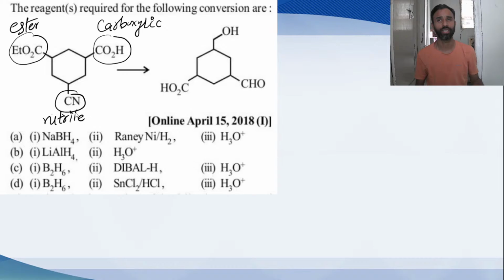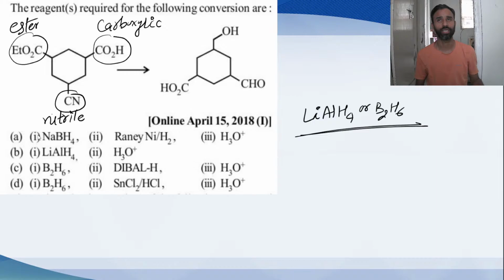You know, carboxylic acid can be reduced with lithium aluminum hydride as well as B2H6. Two reagents can be used to reduce carboxylic acid, lithium aluminum hydride and B2H6. But lithium aluminum hydride can reduce others as well, like ester. But B2H6 will reduce only carboxylic acid. So B2H6 is the better option.